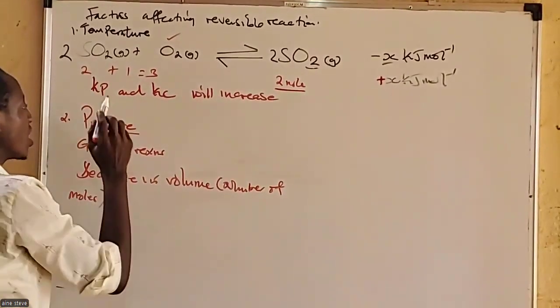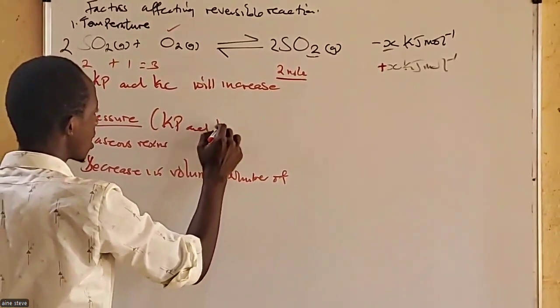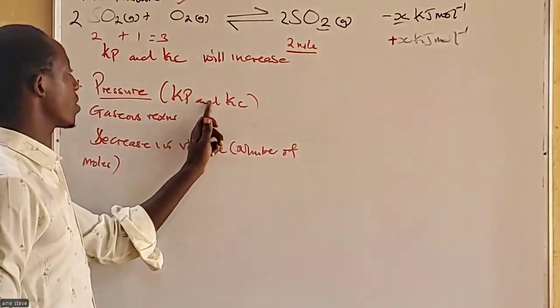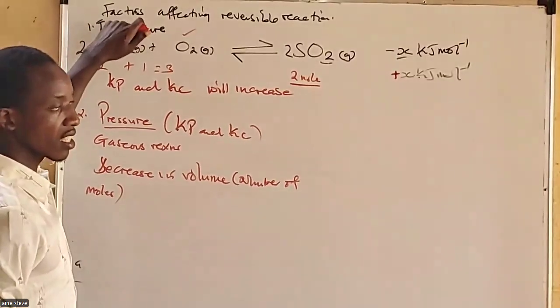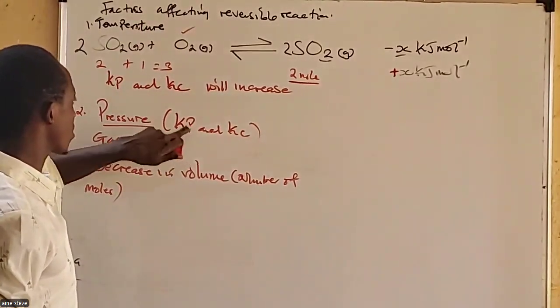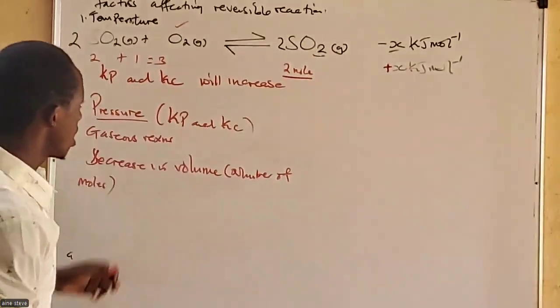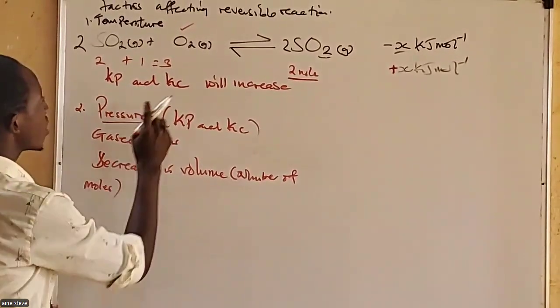However, pressure has no effect on Kp and Kc value. It is only temperature that has an effect on the equilibrium constants Kp and Kc. Is it okay? So, if you look at this critically, this is when you increase pressure.